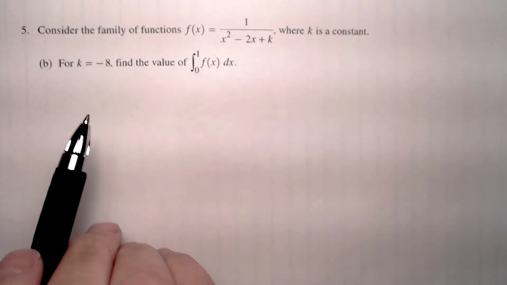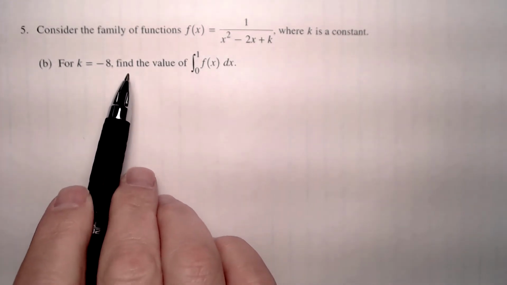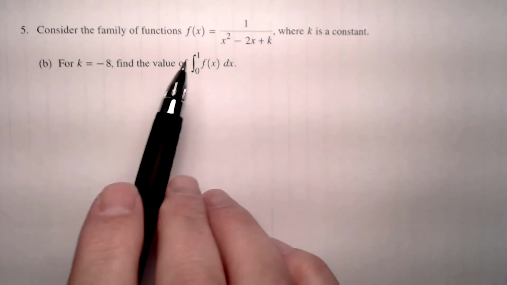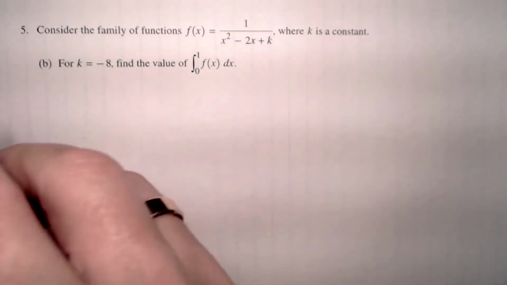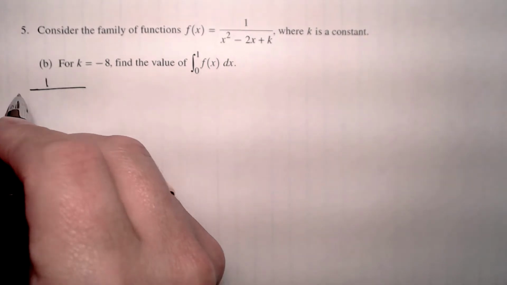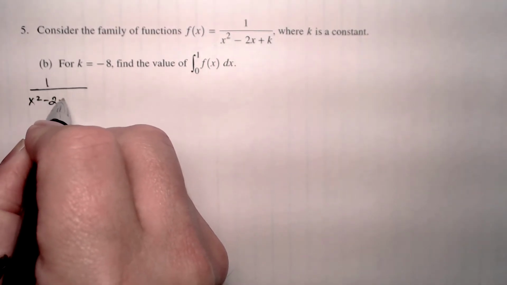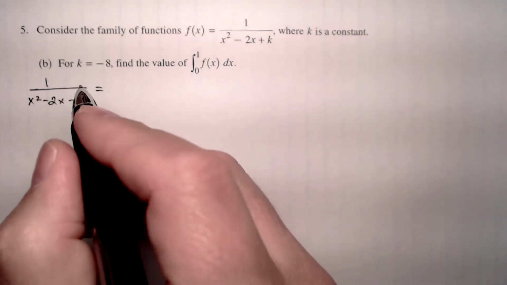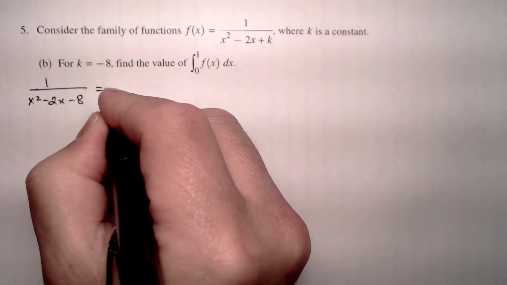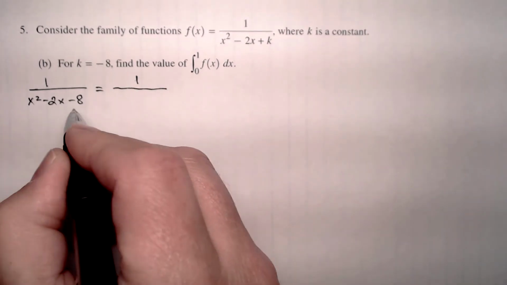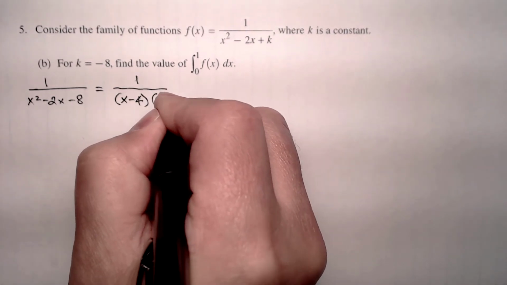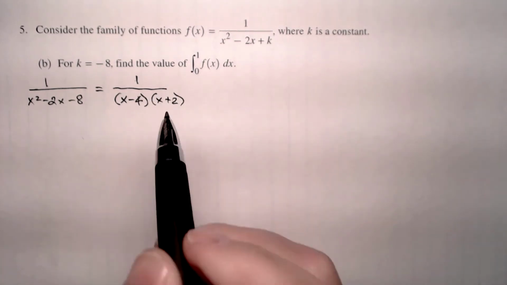So in this part of the question we are given the specific value of k, and the question is to find the value of this definite integral. So let's first plug in k into the function and see whether we can simplify it a little bit. We get 1 over x squared minus 2x minus 8, and we can use partial fractions in order to find this integral. So let's first factor the quadratic, and the solutions here, as you can check, are x minus 4 and x plus 2. So the roots are 4 and negative 2.